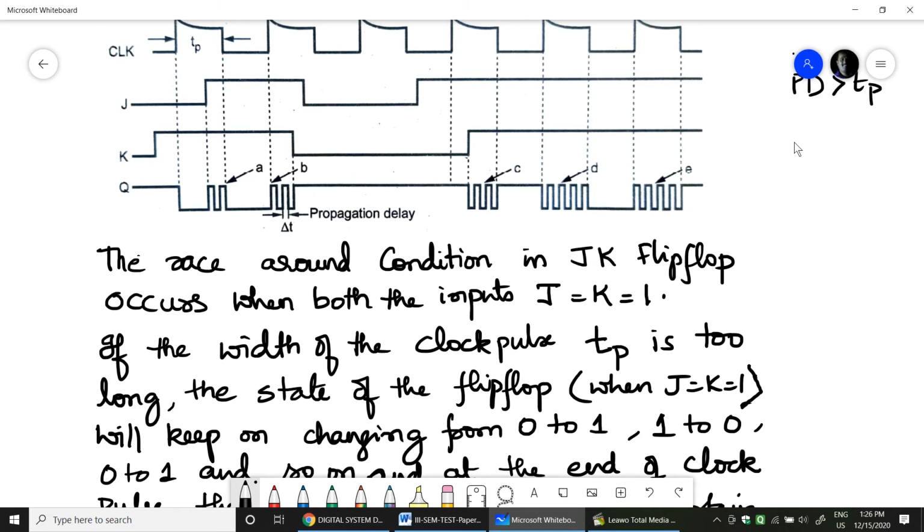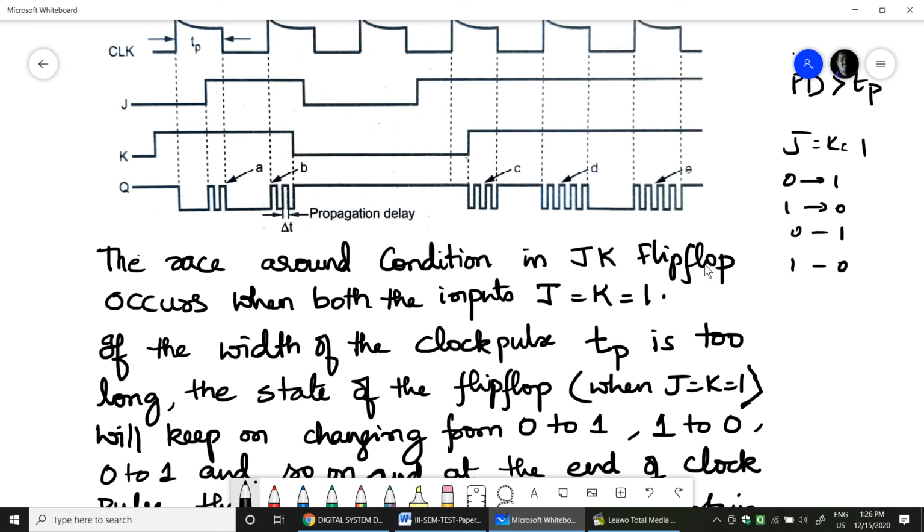When J equals K equals 1, the flip-flop keeps on toggling, changing from 0 to 1, 1 to 0, 0 to 1, 1 to 0. When the clock period width TP is much greater than the propagation delay, what happens? The toggling will run so fast that you will never be able to see the change of state that is happening here.